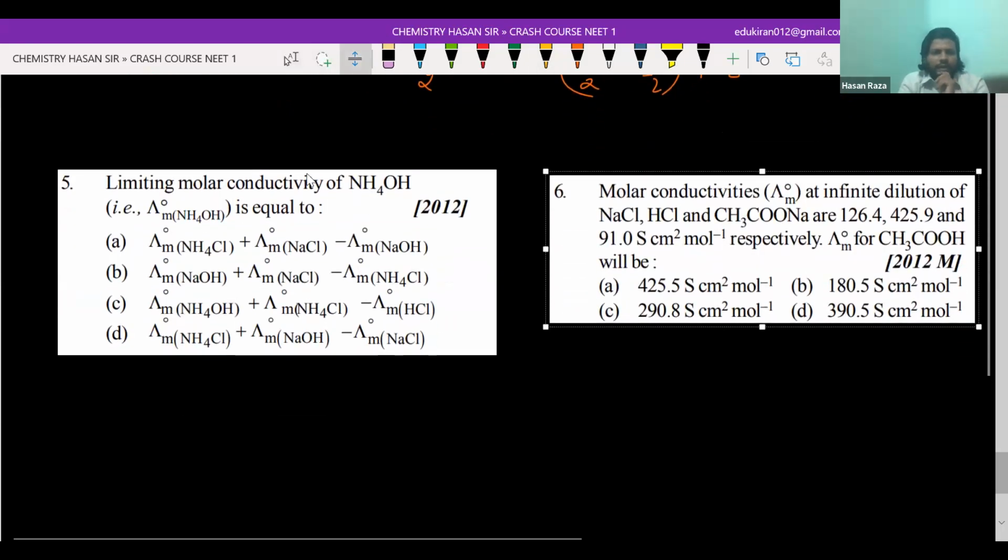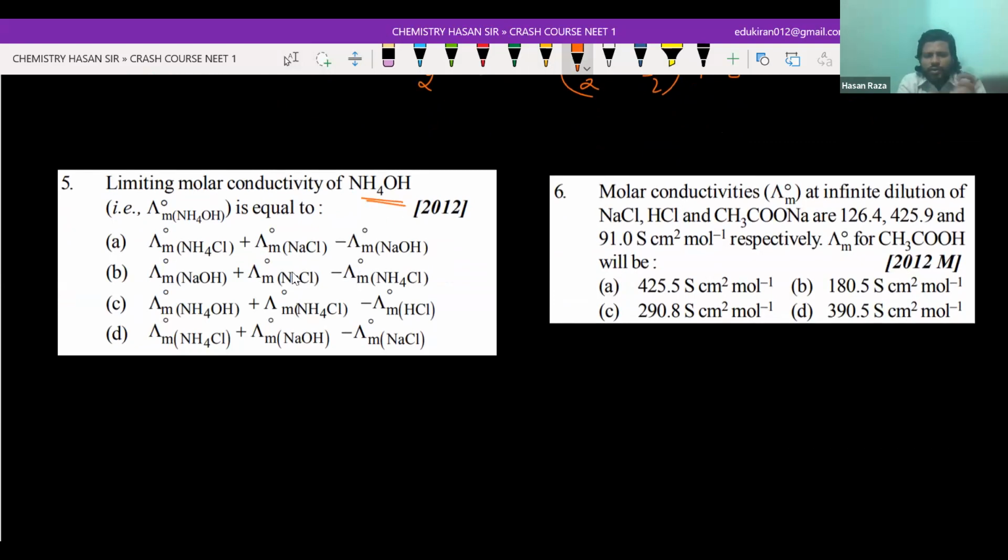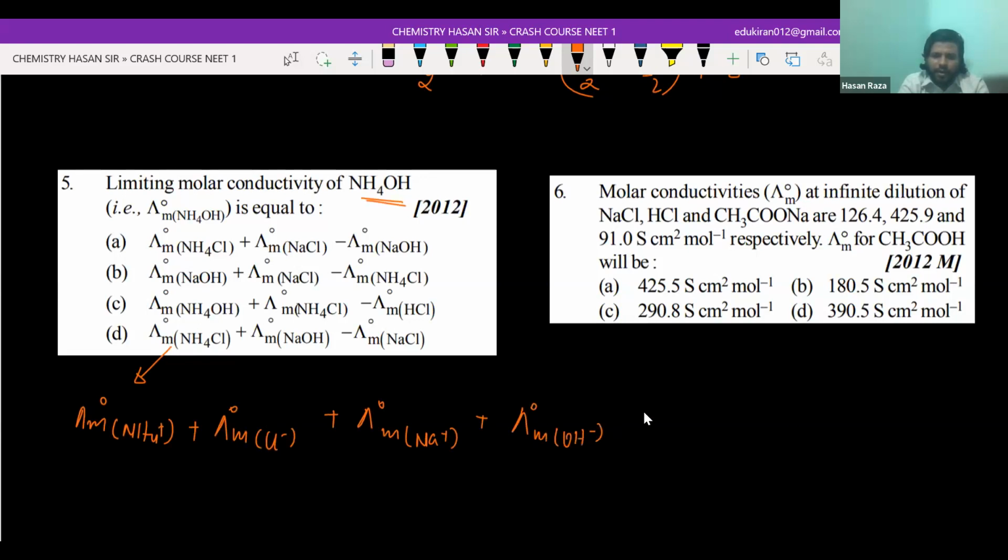Okay, see, in order to calculate the value of NH4OH, you just need to check it. So if you just open it, it will be lambda m NH4 positive and then lambda m Cl minus, plus lambda naught m Na plus, lambda naught m OH minus, and minus is there, lambda naught m Na plus. Since minus is there, so there will be lambda naught m Cl minus.